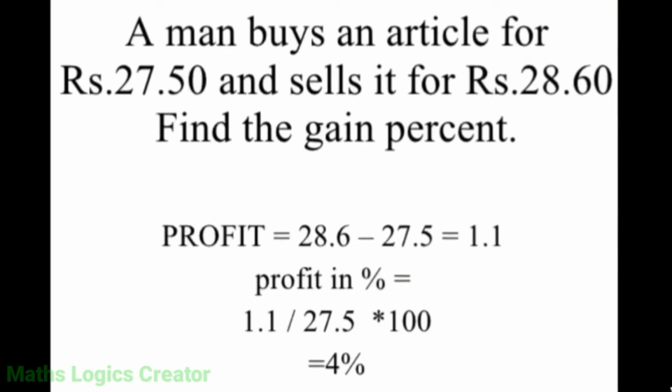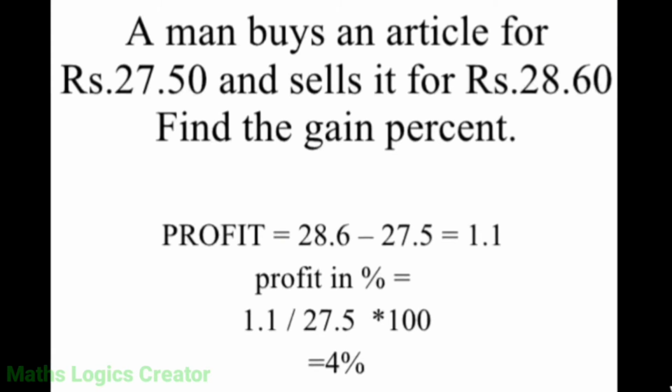Definitely he got profit in this transaction. Profit is equal to selling price minus cost price, so the profit is going to be 1.1. What is the profit percent he's going to get in the whole transaction? Profit percent is equal to profit by cost price into 100. Profit percent and loss percent are always calculated on cost price. So 1.1 by cost price 27.5 into 100. The profit percent he's going to get at the end of this transaction is 4%. So try to use this method, and the answer is going to be very easy.